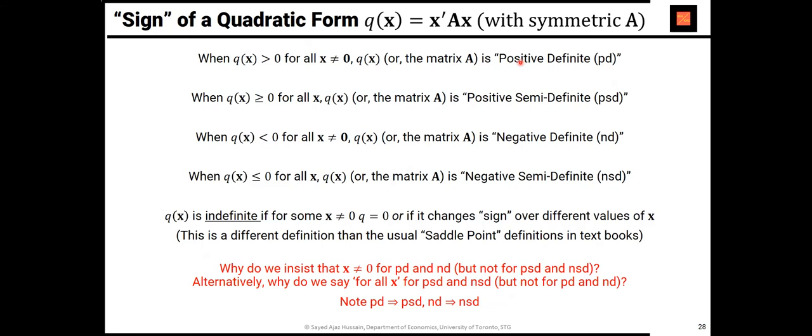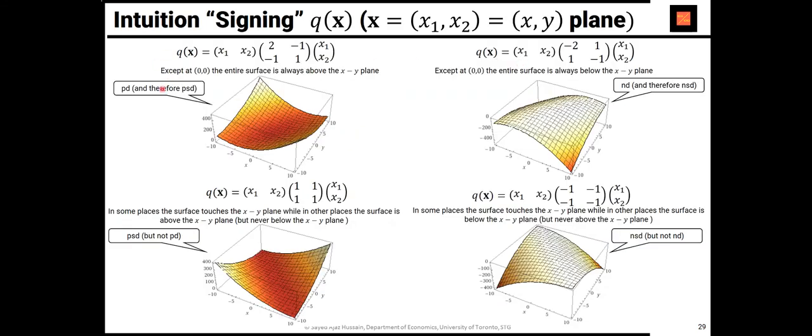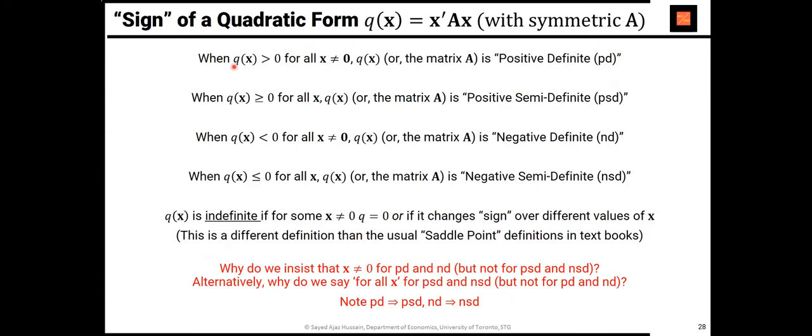If I can jump ahead, what that means is here's a surface which is always above the xy plane except at the point 0, 0, which means give me any value of x1, x2 other than 0, 0, and the value of q will always be positive. This is exactly what you see here. So if the value of q is always positive, i.e. this surface is floating above the plane except at the point 0, 0, we say that quadratic is positive definite, or the matrix is positive definite, PD.